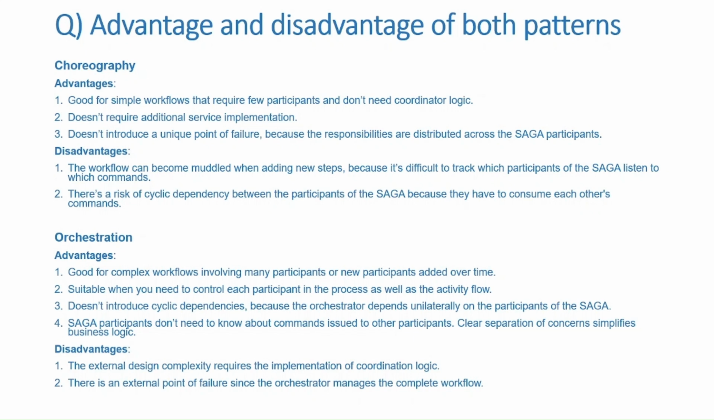Saga participants don't need to know about commands issued to other participants. So clear separation of concerns simplifies business logic. Since they are not interacting with each other, what command one is executing, they do not need to know. So all these separation of concerns, these cross-cutting concerns, are removed from the business logic, and it makes the code much cleaner.